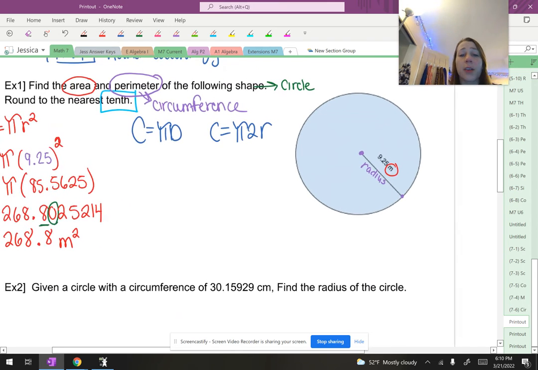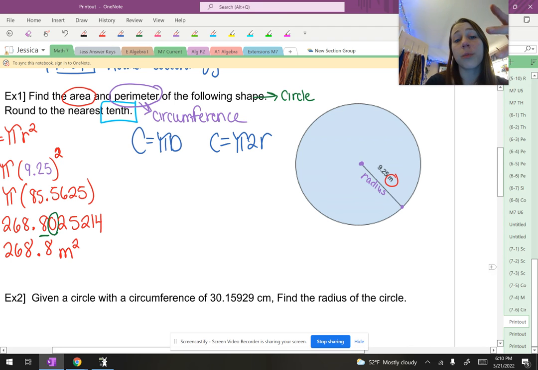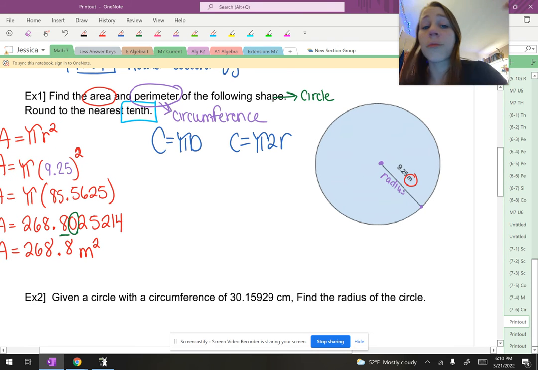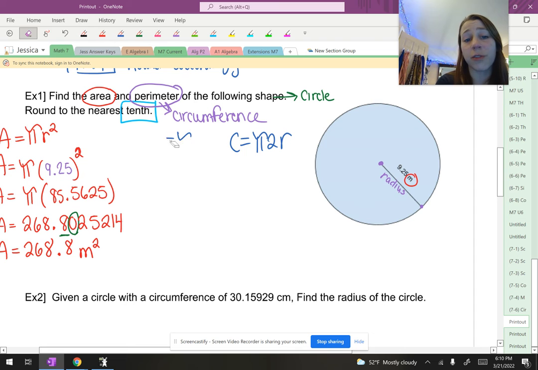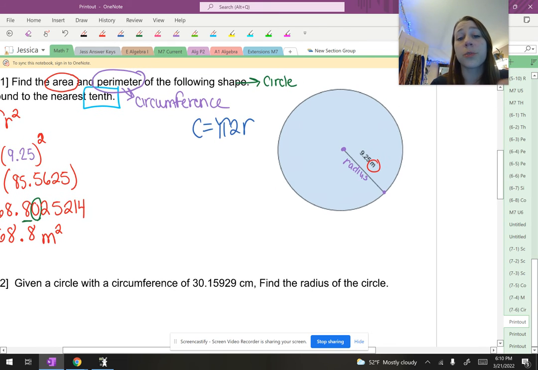Now, given our specific situation here, since we are given the radius in our diagram, it would just be easier for us to use the circumference formula that has the radius involved in it. So that's the one I'm going to use. You could still use the other one. You would just need to know that you need to convert that radius into the diameter.